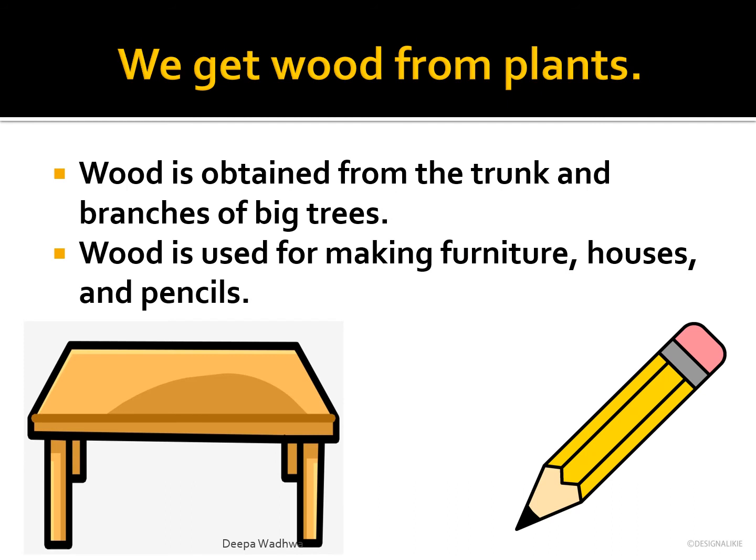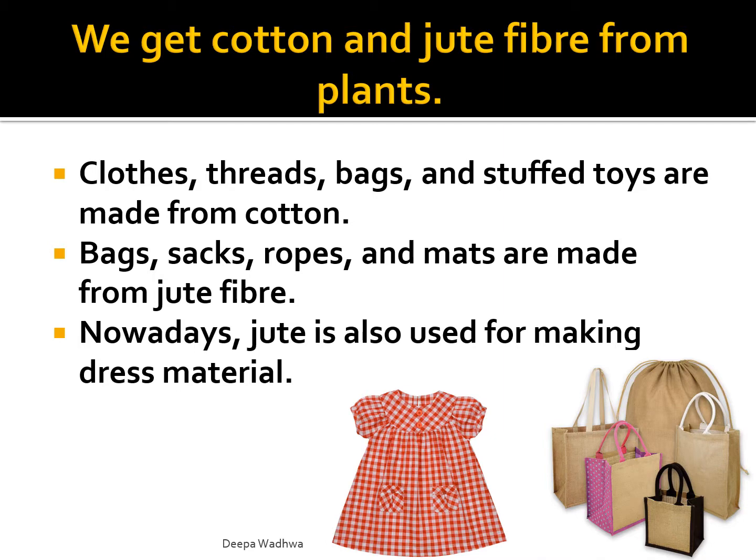We get wood from plants. We get wood from the trunk and branches of big trees. Wood is used for making furniture, houses, pencils, etc. We get cotton and jute fiber from plants. Clothes, threads, bags, and stuffed toys are made from cotton. Bags, sacks, ropes, and mats are made from jute fiber. Nowadays, jute is also used for making dress material.